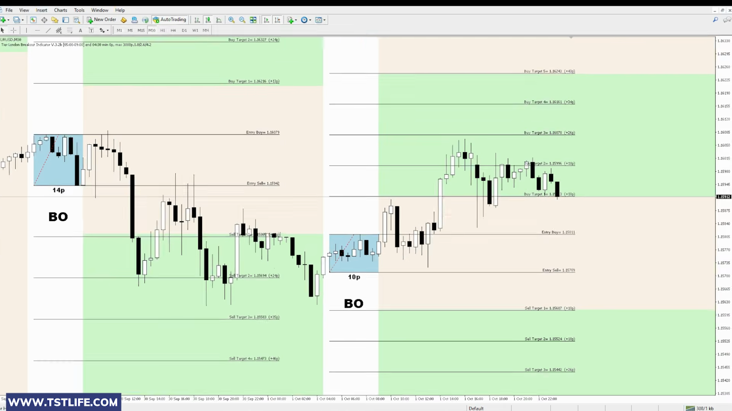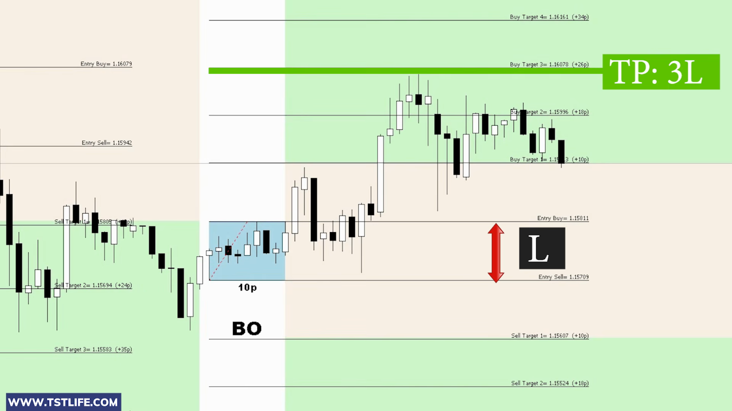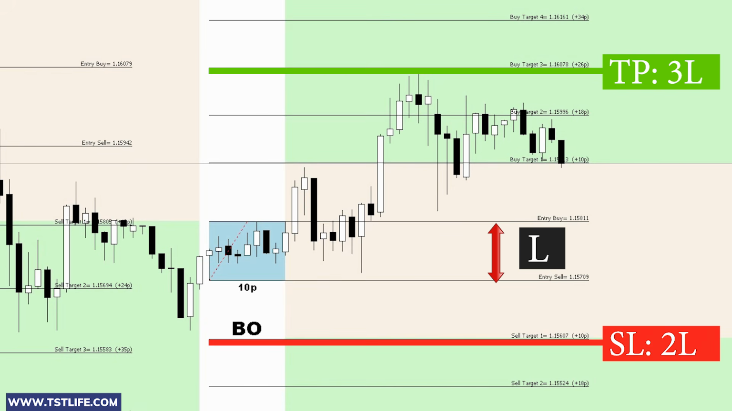So basically, the take profit is positioned according to the width of our price range. Let's call that value L. These can be adjusted from the indicator settings, but initially we'll have the first take profit at 3L distance from our entry point. So we'll always target the buy or sell target number 3. Regarding the stop loss, we'll just place it at a 2L distance from our entry. So to sum up, we're risking 2L for a profit of 3L. That's a 2 to 3 risk to reward ratio.